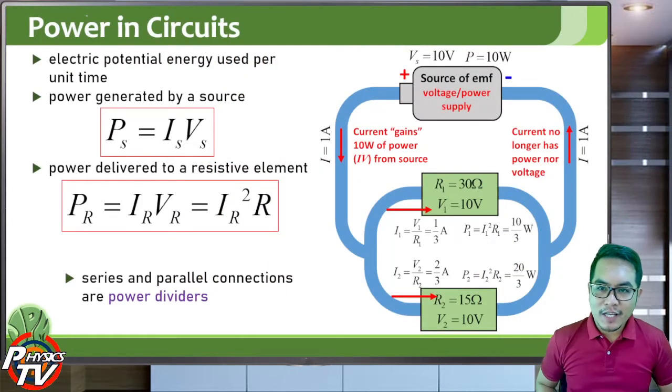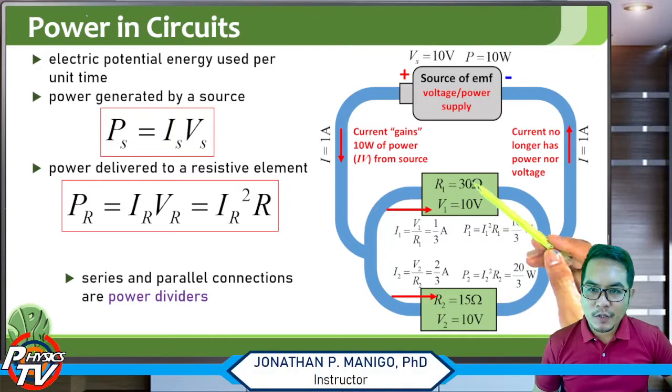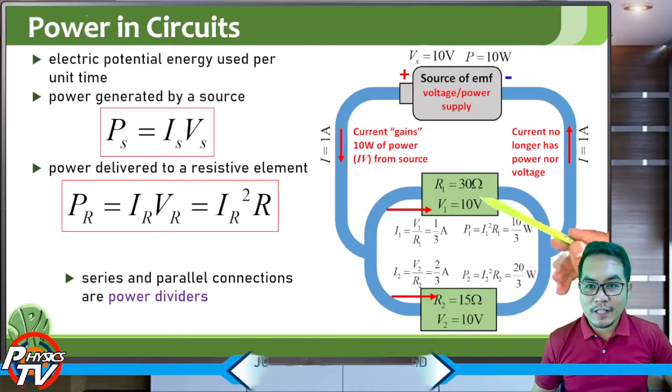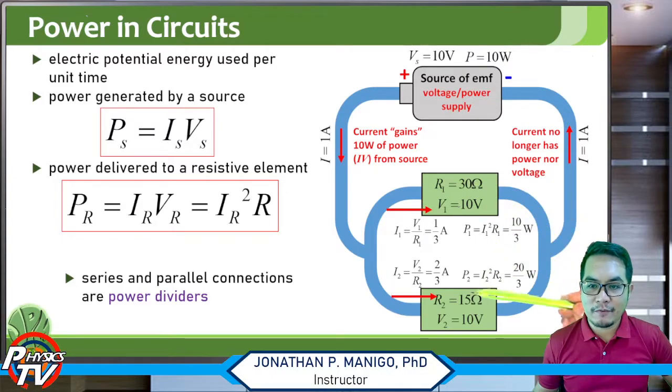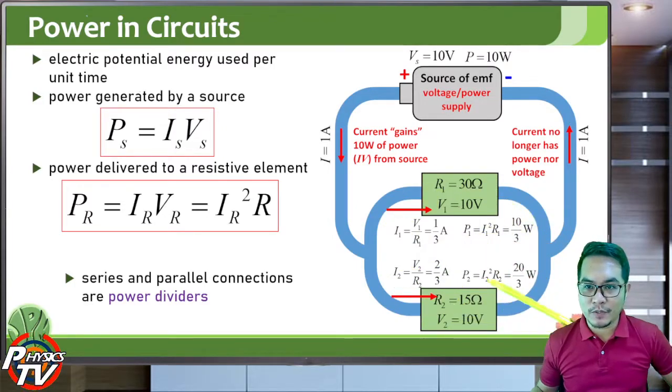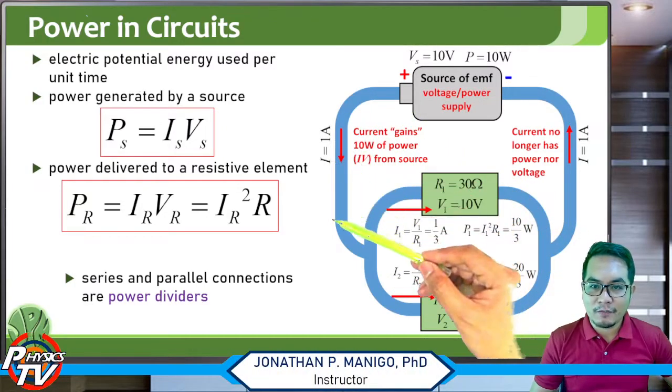So for our parallel connection, we have a resistor of 30 ohms and 15 ohms. If you add that one, the equivalent resistance of this parallel connection of 30 ohm resistor and 15 ohm resistor is 10 ohms. So this is still equivalent to 10 ohms. So there will still be 1 ampere current flowing through here.